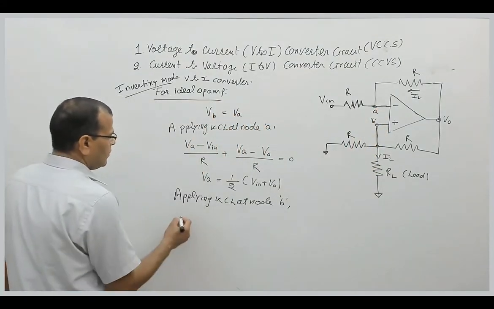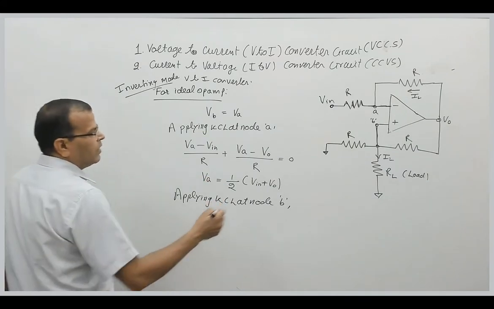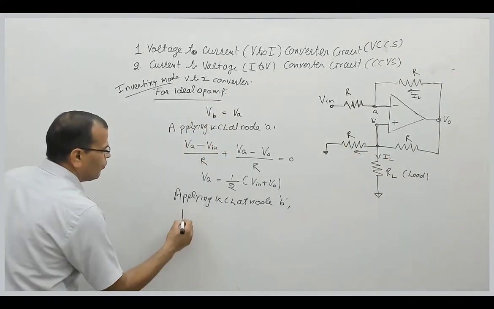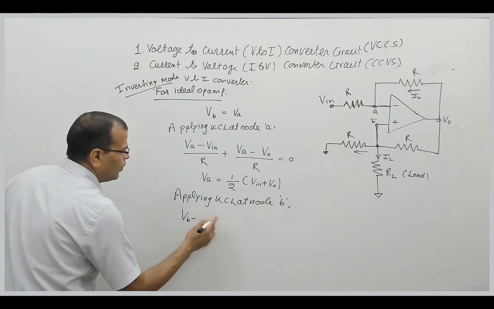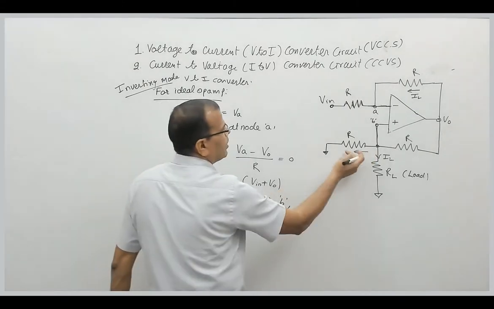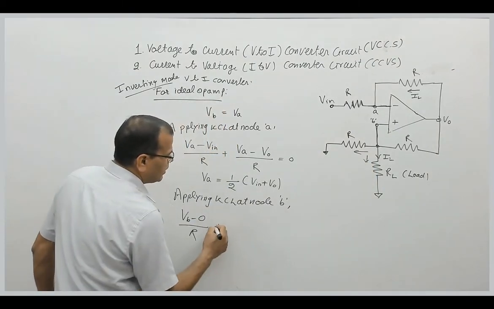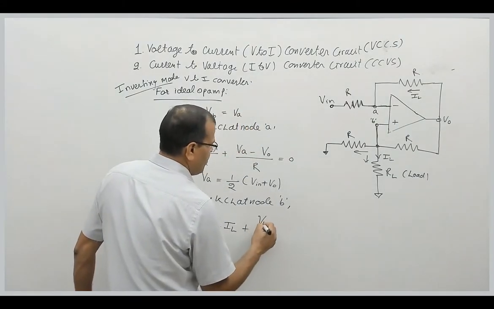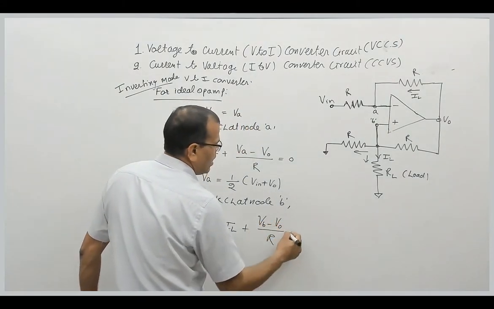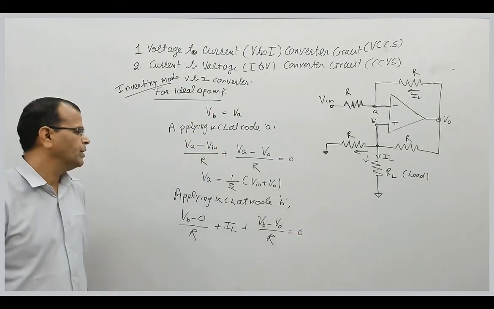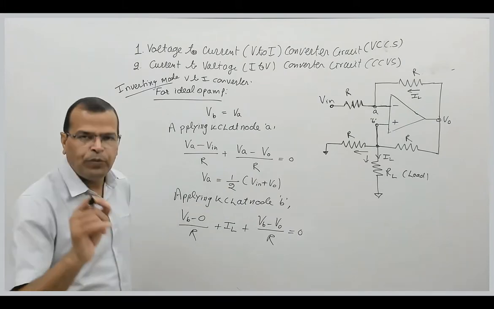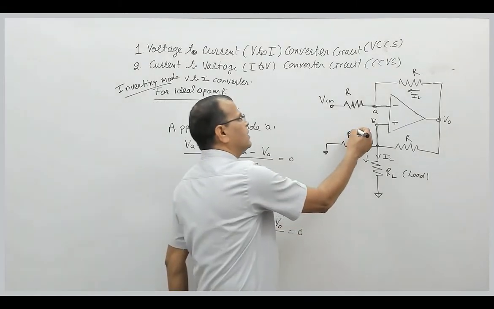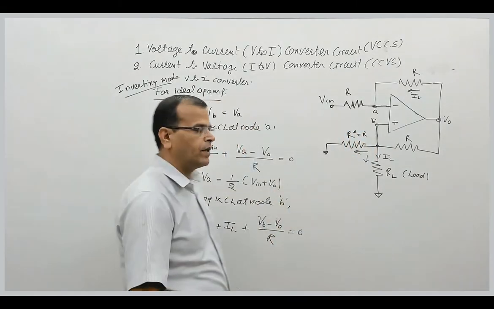Now, when you apply KCL at node B, what do we get? Current in this branch is what? That is (VB - 0)/R, the outgoing current. What will be the current in this branch? That is IL. What will be the current in this branch? That is (VB - V0)/R, equal to 0. See it carefully. I will put a star here. What is this resistance? This one is equal to R.